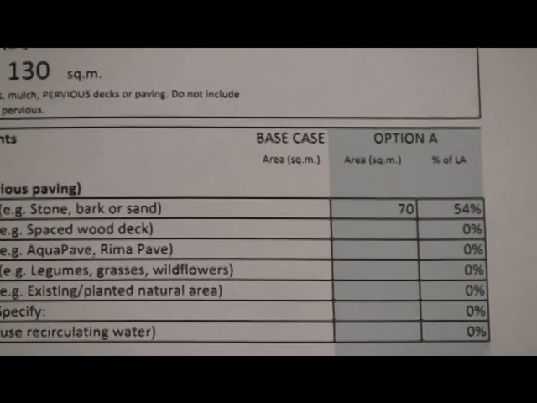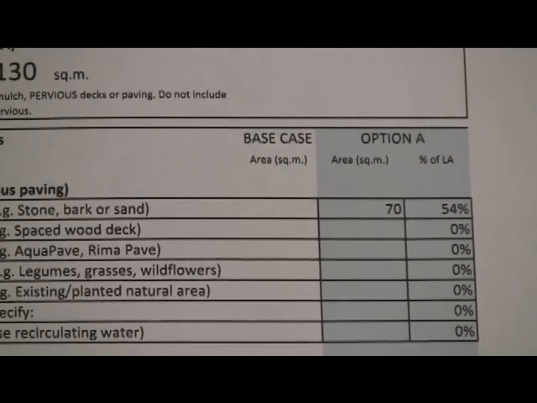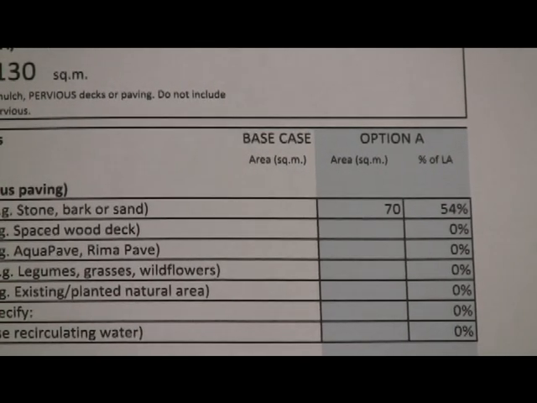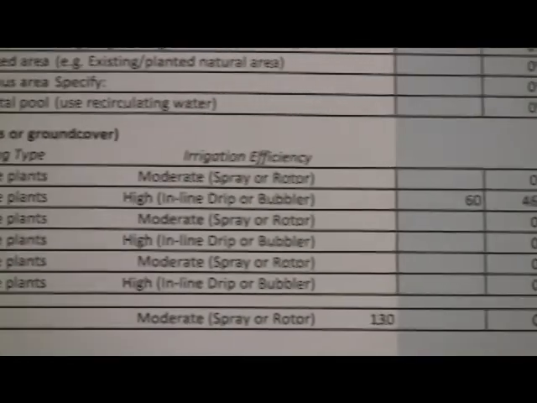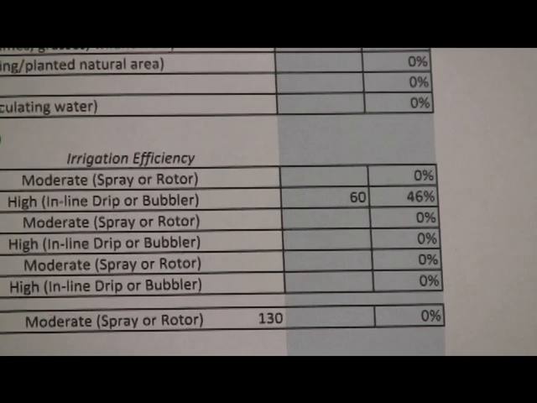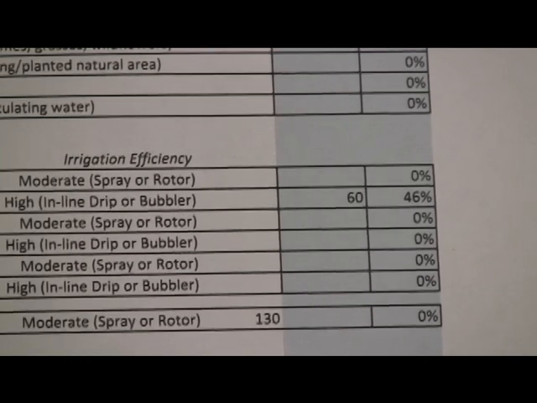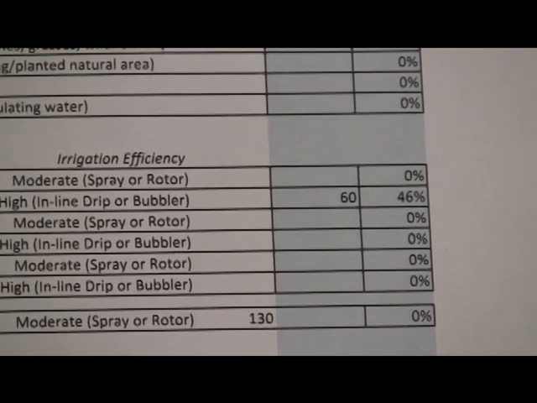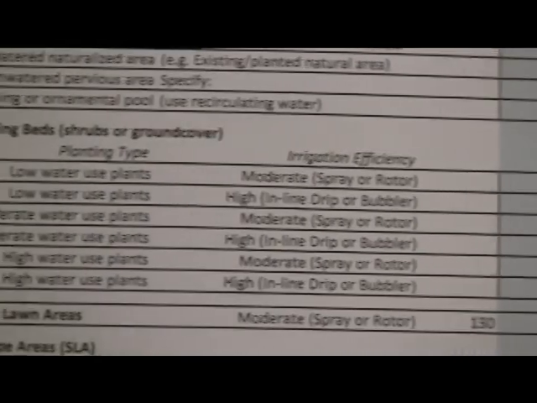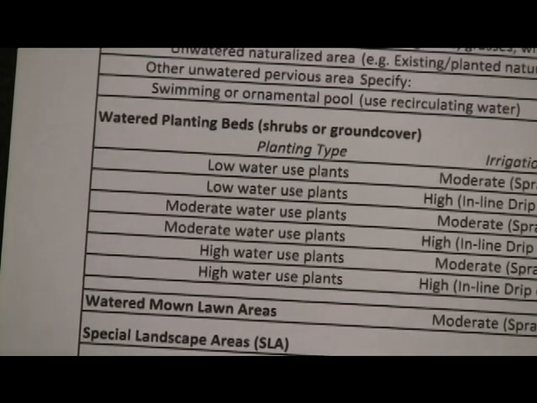Then I insert my square meters of unwatered mulch. That's one hydrozone type that has no watering. And then I insert my square meters of planting bed. That's another hydrozone type that's going to have a low water need. For that planting bed, I've chosen the irrigation category with the high efficiency drip system as opposed to sprays.